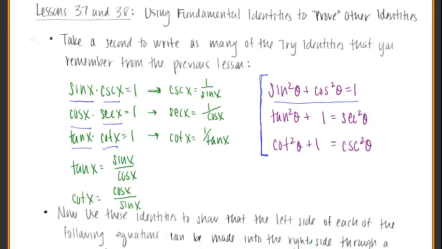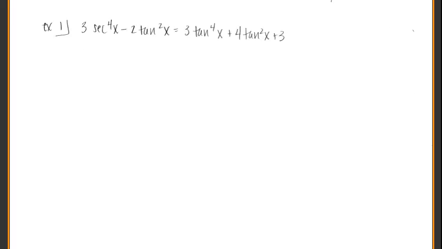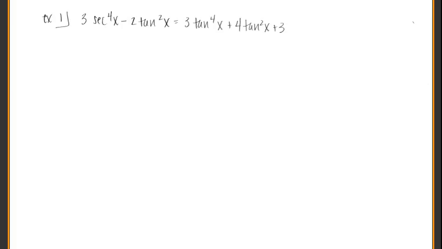Okay, well, let's get over to our first example. We're going to use these. And in our first example, here's the difference. On the left, we have 3 secant to the 4th x minus 2 tangent squared x. In the end of lesson 36, it would say write this in terms of, let's say, cosine only. Well, here we actually have a definite answer we're trying to get to. Our goal is to get this left side to eventually be this right side. And we don't know, we have to try all of our different identities that we wrote before to get there.